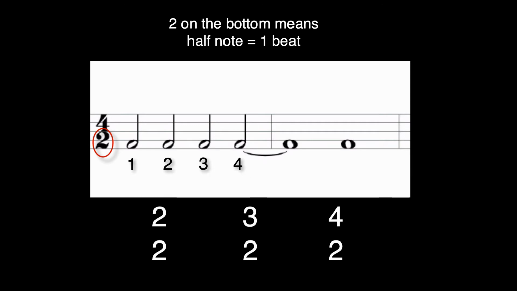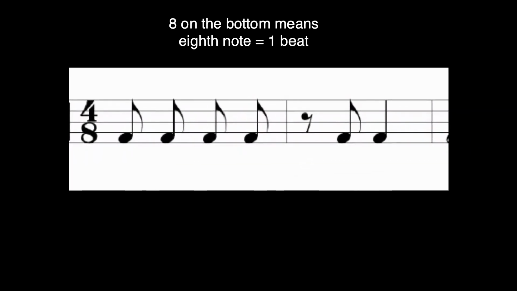Another possibility would be to place 8 as the lowest number. If 8 is the lowest number, then the eighth note gets the beat. And as you can see here, we could count 1, 2, 3, 4 in the measure by counting the eighth notes. Examples of time signatures with 8 on the bottom are 2-8, 4-8, and 8-8.